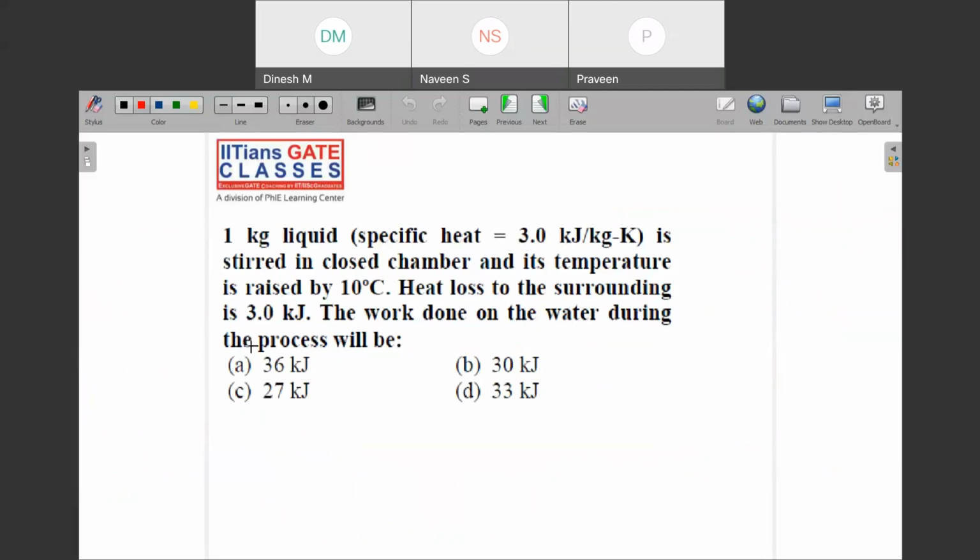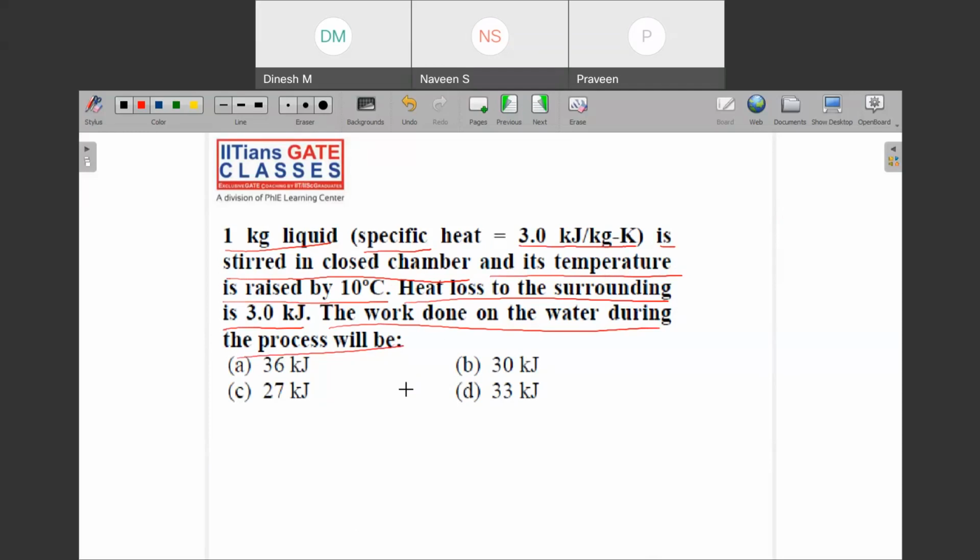Next. It says that 1 kg liquid with specific heat 3 kilojoule per kg Kelvin is stirred in a closed chamber and its temperature is raised by 10 degrees Celsius. And then it says that heat loss to the surrounding is 3 kilojoule. The work done on the water during the process is?